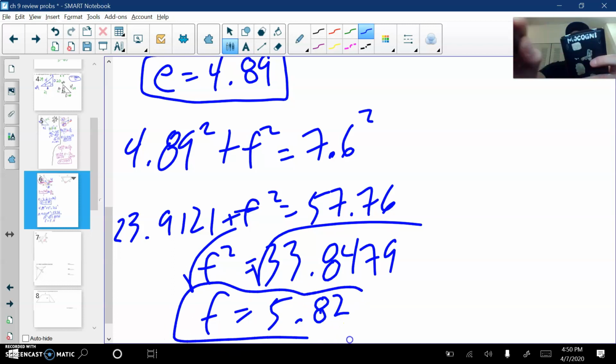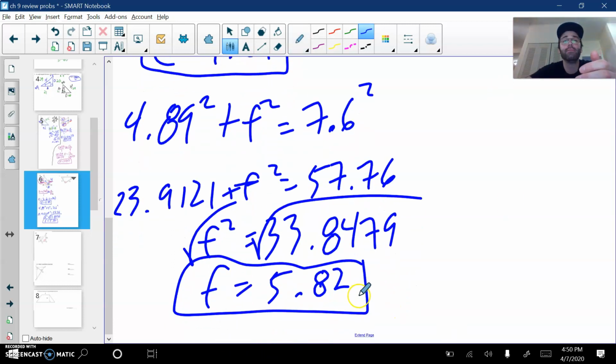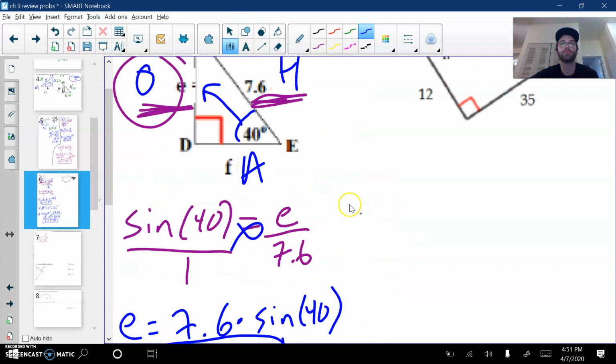Now, if you use trig to solve for F, hopefully you should have gotten around the same answer. I'm not going to be a huge stickler on decimals. So, if it's around that, I'm going to accept it, okay?